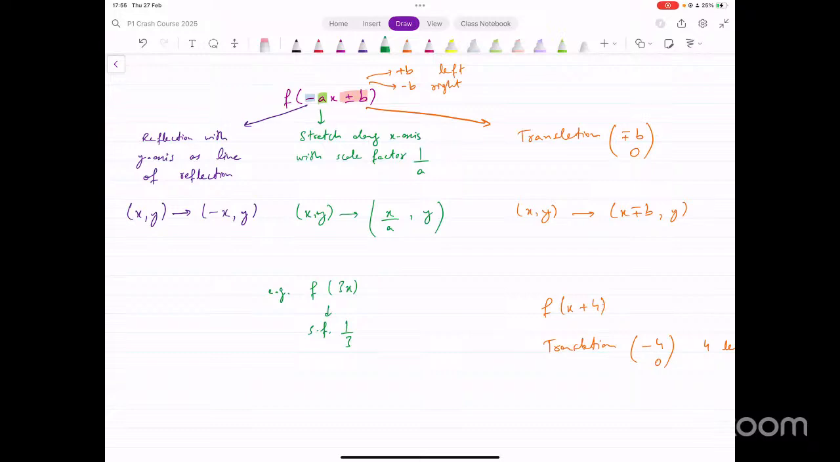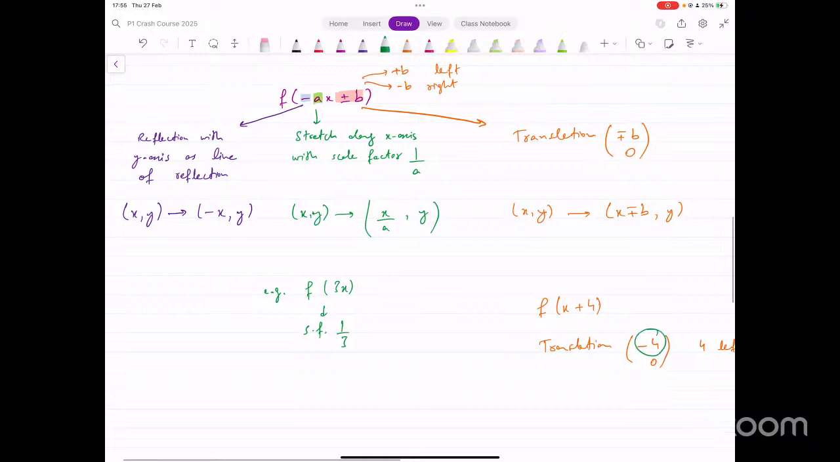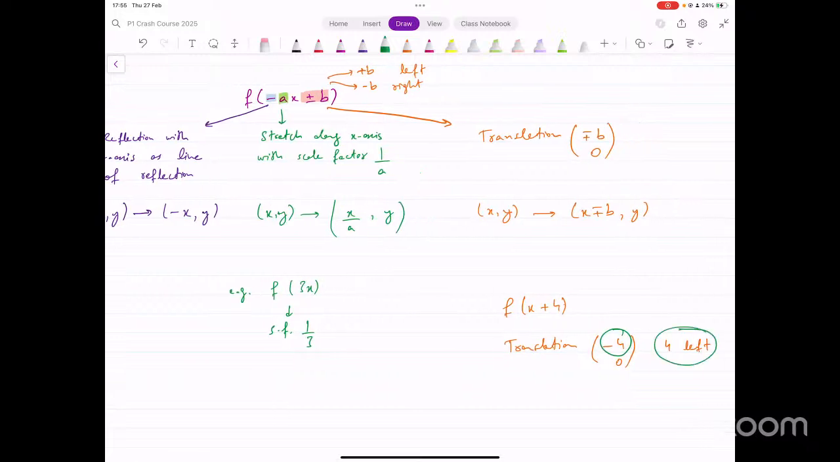And then we had translation. If you add or subtract something inside the function, you add or subtract something to x. If you do plus something, the graph goes left. If you do minus something, the graph goes right. All right. That's what we did in the last session. Again, for this as well, you use the translation vector. In the vector, if you have minus, that means you're going left. However, in the function, if it's plus, that means left. Okay.